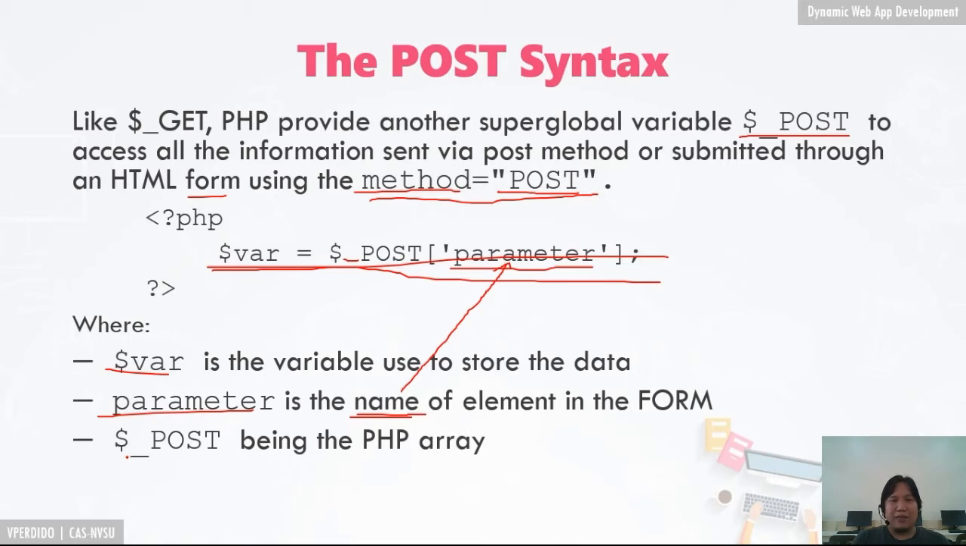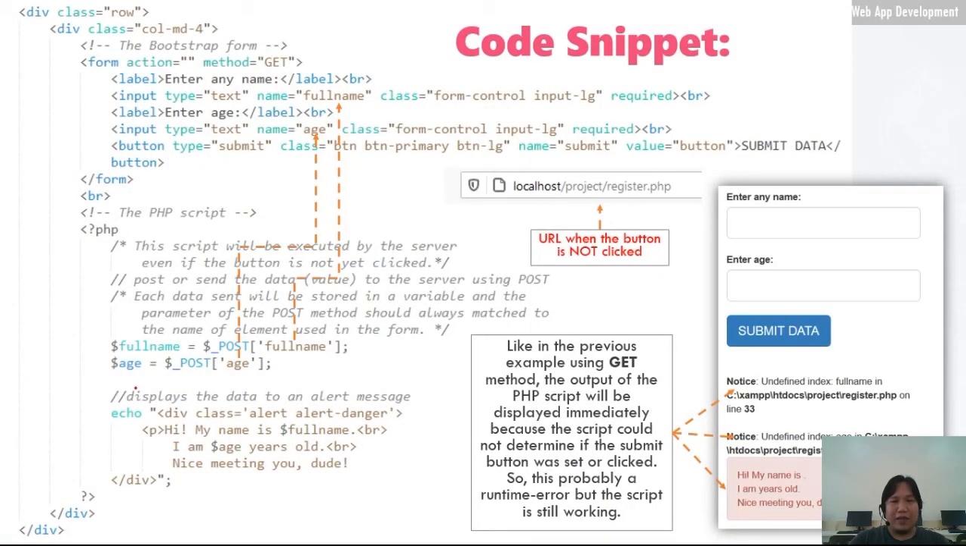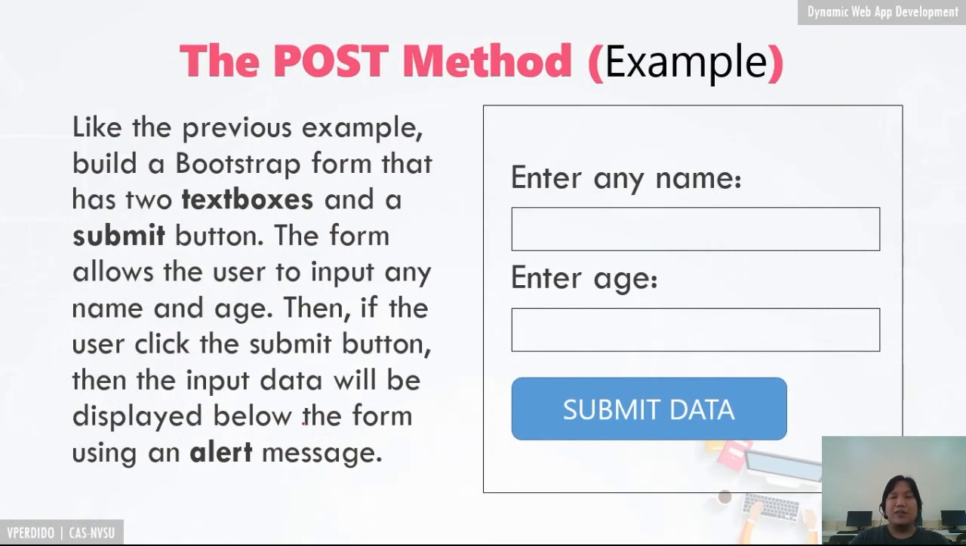Okay, so paano natin magagamit ang post dun sa program natin? So like the previous example, we're going to build a Bootstrap form again, na kagaya po nung last na form natin with text boxes, and a submit button. The form allows the user to input any name or image. Then if the user clicks the submit button, then again it will be displayed below the form using an alert message. Okay, so gagawin natin ito, titignan natin kung ano yung changes na mangyari dun sa ating program.